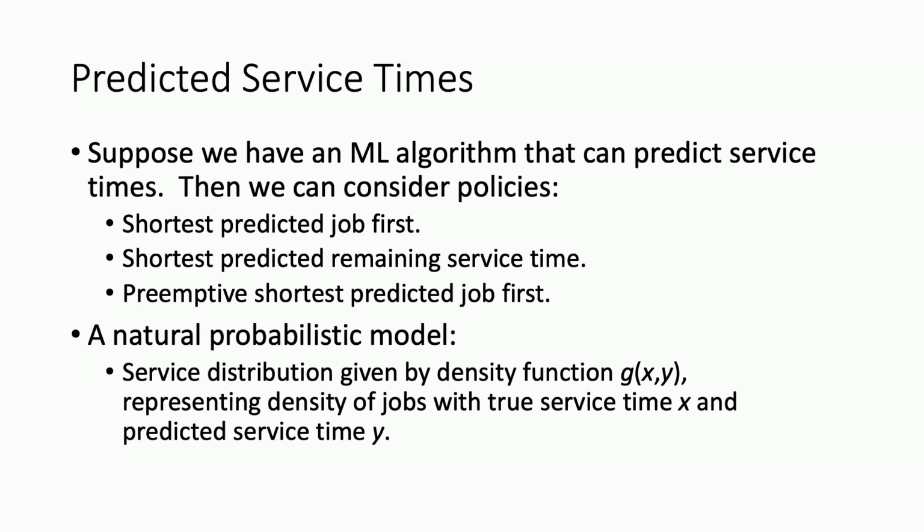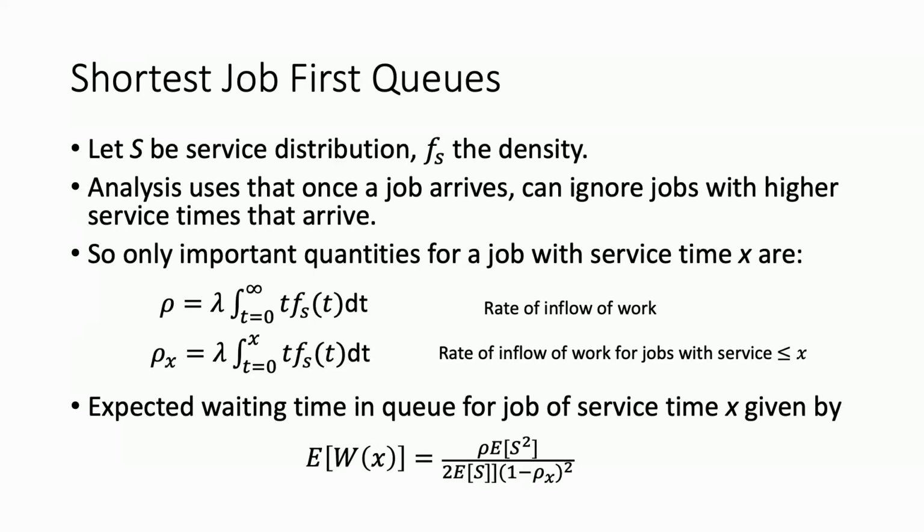Because I tend to work on probabilities, for me this meant considering service times to be two-dimensional: there's an actual service time and a predicted service time, governed by some probability distribution. I'm not going to get deep into math, but for shortest job first, you can calculate the expected waiting time for jobs of a particular service time, then integrate over service times to get the total expected waiting time.